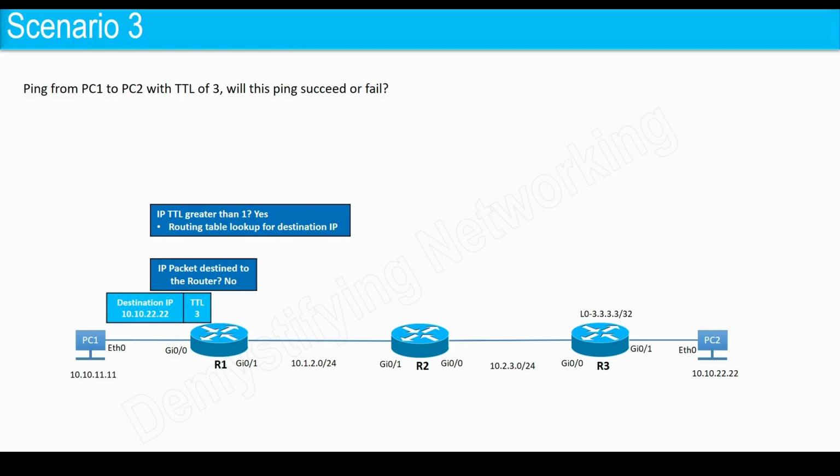Router R1 then verifies if the TTL of the received IP packet is greater than 1 or not. In this case, the IP TTL value of the received IP packet is 3, which is greater than 1. So in this case, router R1 performs a routing table lookup for destination IP address and finds the next hop IP address and the exit interface. The router R1 then decrements the IP TTL by 1 and sends an IP packet with updated TTL value of 2 to router R2.